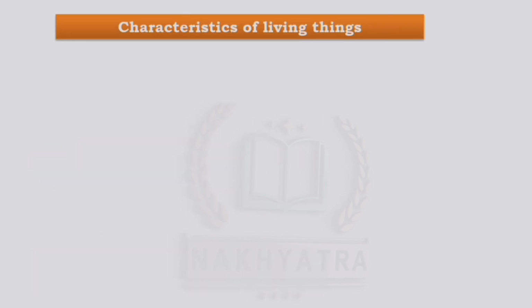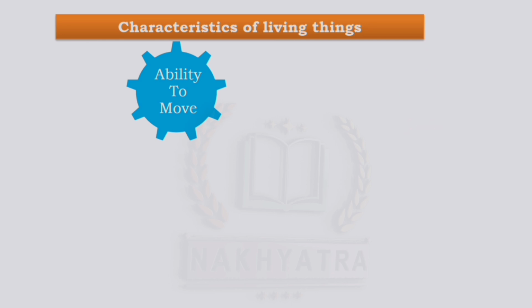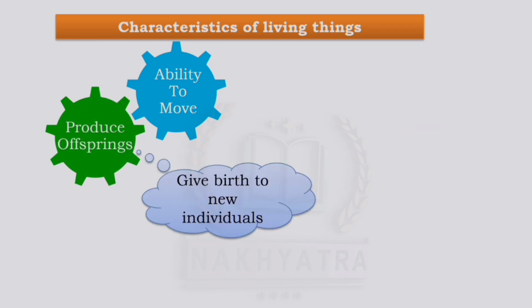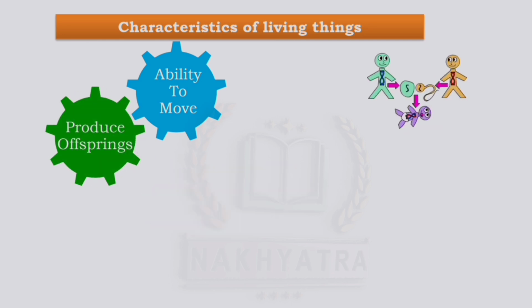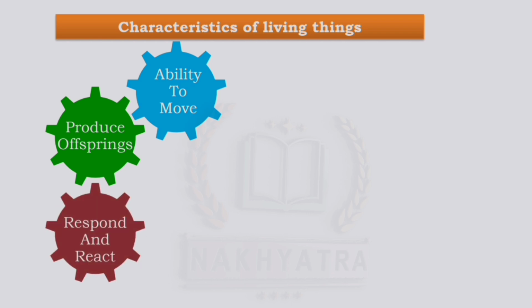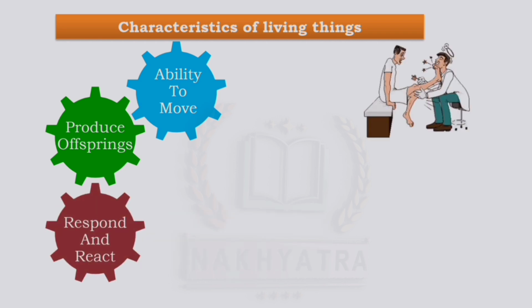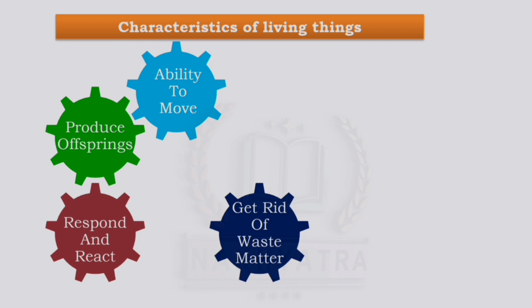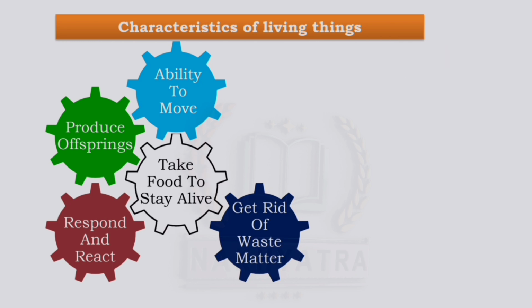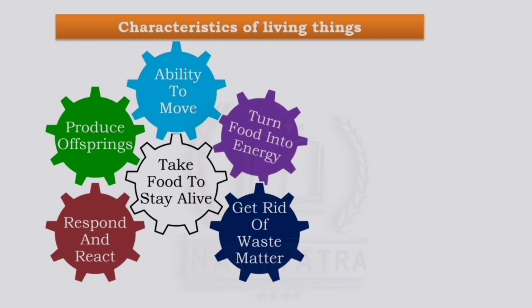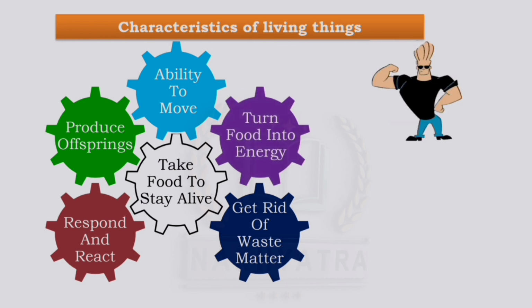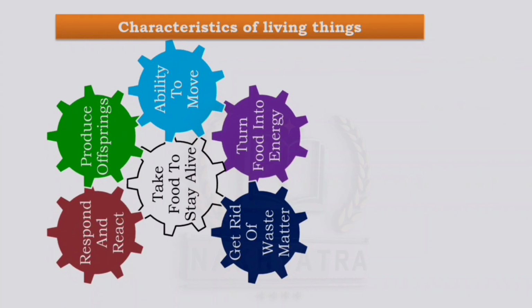So the characteristics of living things are the ability to move, produce offsprings, meaning giving birth to new individuals, respond and react to external change, get rid of waste matter, that means the excretion process, take food to stay alive, and turn food into energy. So these are a few characteristics of living things.